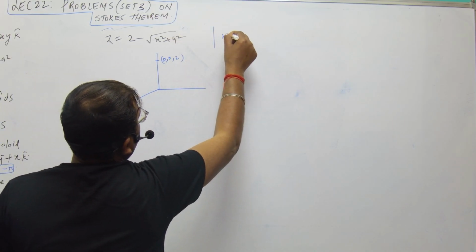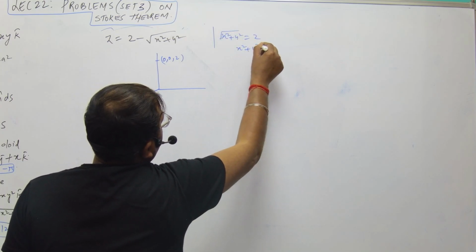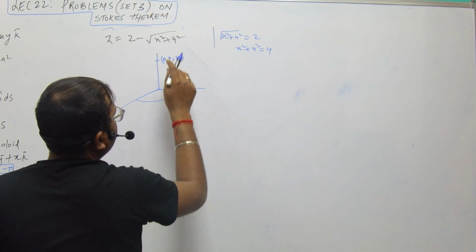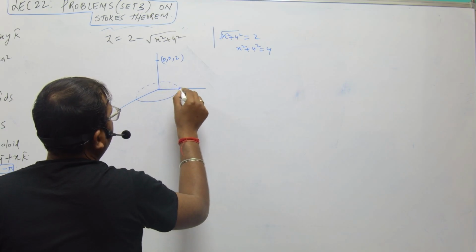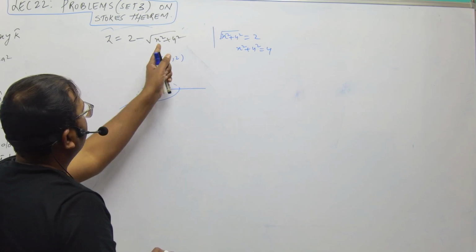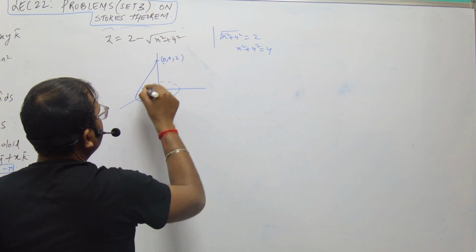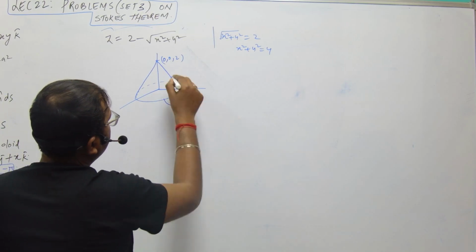When z is equal to 0, we have root under x square plus y square is equal to 2. This means x square plus y square is equal to 4. So this is our curve C. When z is equal to 0, the curve C is like this. And when x is equal to 0 and y is equal to 0, the value of z is 2. So our cone is like this.